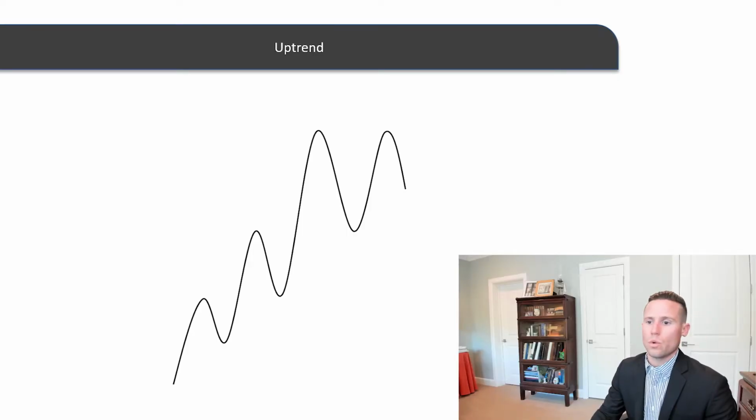What happens whenever price is giving you higher highs, higher lows, higher highs, higher lows? Higher high, that's the most current swing high it needs to break. So at this point, let's just say this hasn't happened yet.